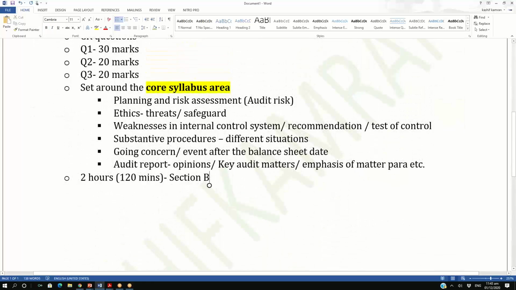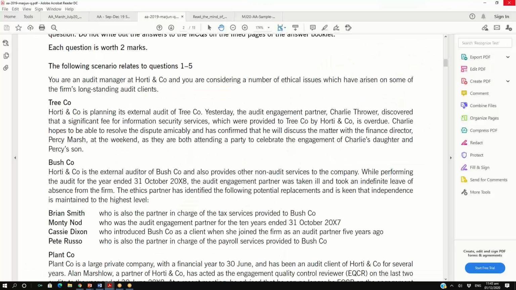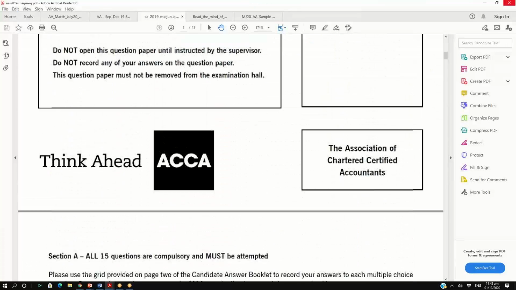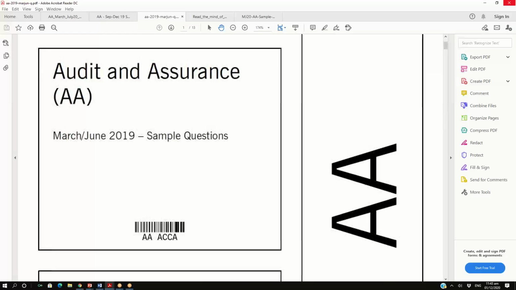Okay, now, if I put a recent question paper in front of you, you can see that in front of your screen. This is a recent one from the June 19 exams. It's just as an illustration.